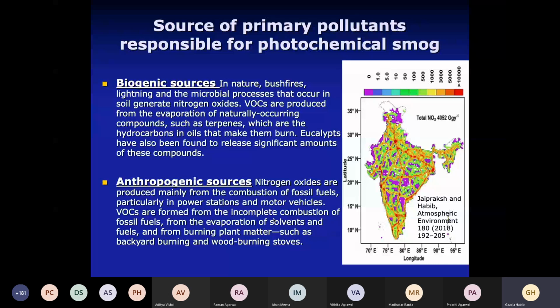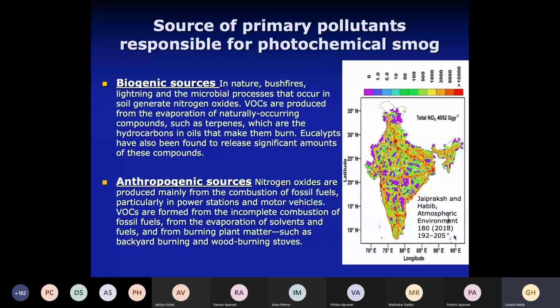The sources responsible for VOC emissions are biogenic sources as well as anthropogenic sources. Among anthropogenic sources, vehicles are one of the major sources of NOx and VOC emission. Combustion of various other fossil fuels like coal in power plants, wood burning, etc. are also responsible. Here on the right hand side, this is our paper which was published in 2018. The NOx emission from on-road transport is shown.